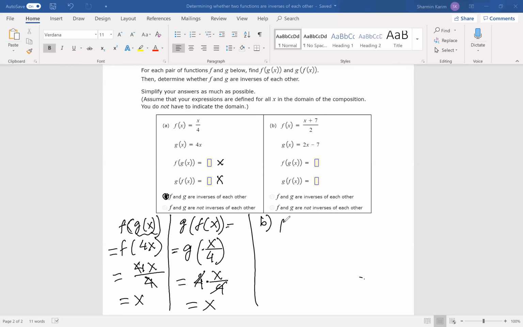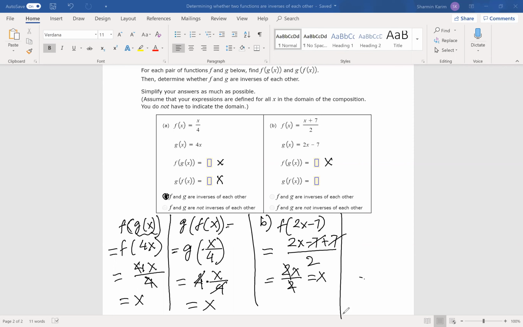We are doing f of g of x, and g of x is nothing but 2x minus 7. Now let's substitute 2x minus 7 for x in the function f. So we have 2x minus 7. Then we have a plus 7 over 2. So 7 cancels each other because they're opposite. Then we have 2x over 2. Then 2 cancels each other, so we end up with x for this one.